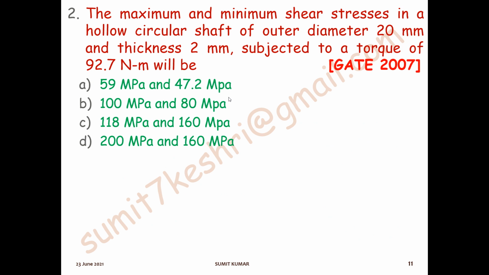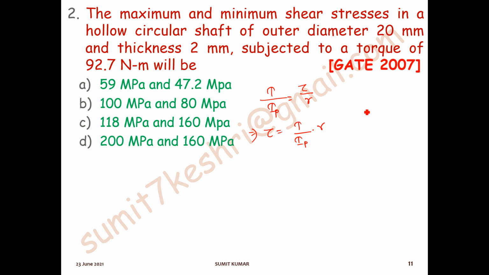Read it. The maximum and minimum shear stresses in a hollow circular shaft of outer diameter 20 mm and thickness 2 mm. We know the formula for shear stress. First of all, write T by IP is equal to tau by R. So tau equals T by IP into R.